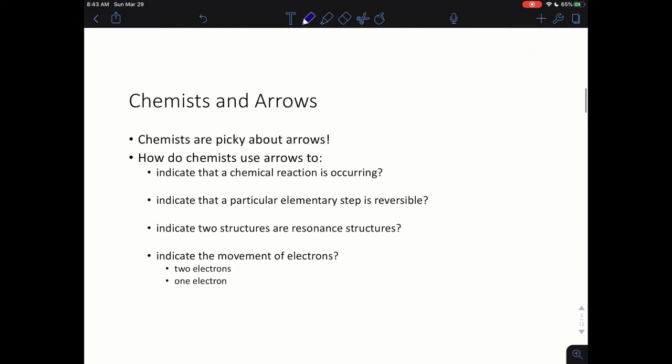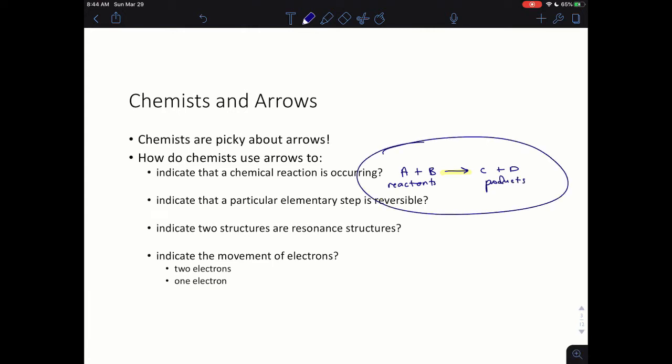So let's talk about chemists and arrows. As you know, chemists are pretty picky about their arrows. So I'd like for you to pause for a moment and consider these questions. Everyone's probably pretty familiar with how a chemist indicates that a chemical reaction is occurring. We use just a straightforward arrow like this one, where we indicate reactants and products of some transformation.